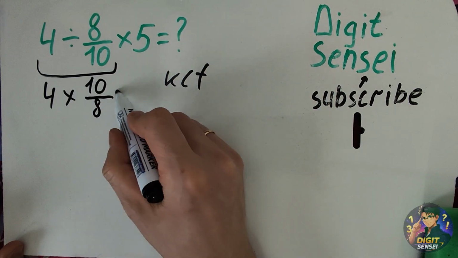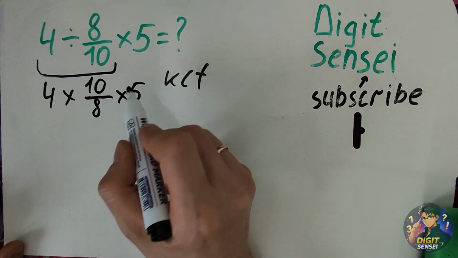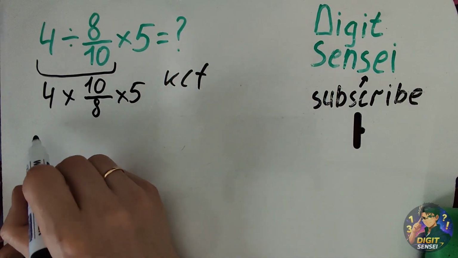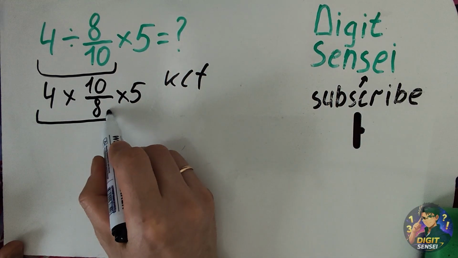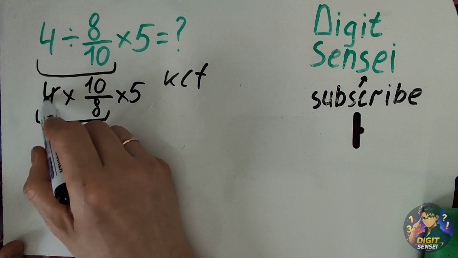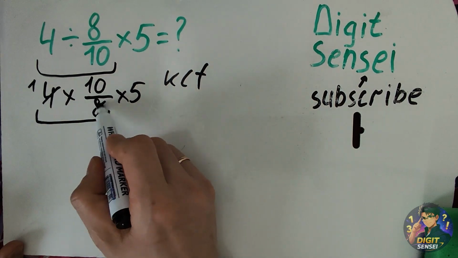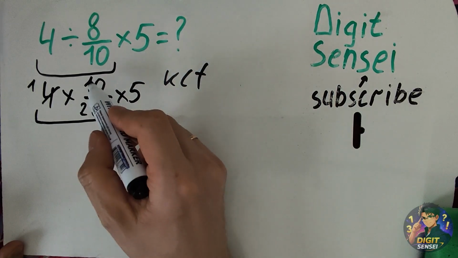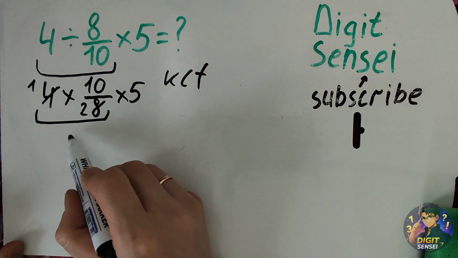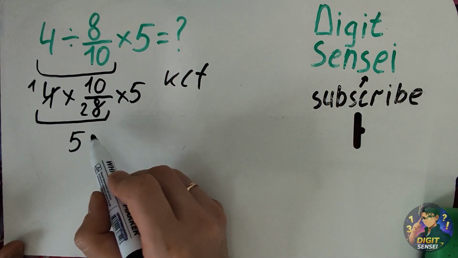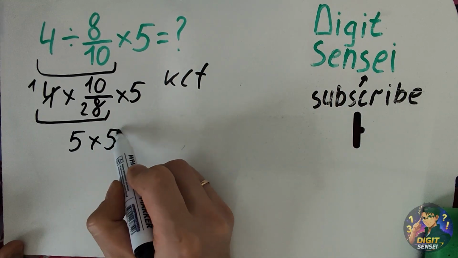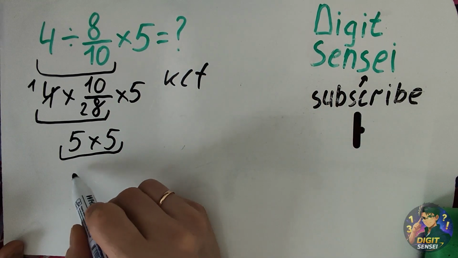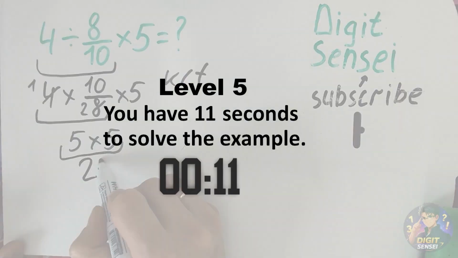Then times 5. Now, first we do this multiplication. 4 times 10 over 8. 4 divided by 4 gives us 1, and 8 divided by 4 is just 2. So here we have 10 over 2, which equals 5. So 5 times 5, which gives us 25.